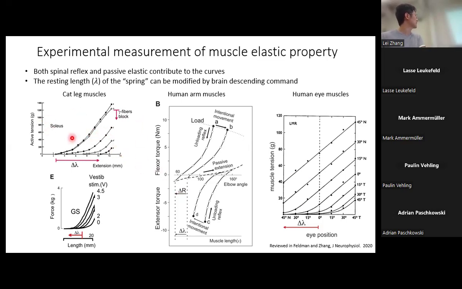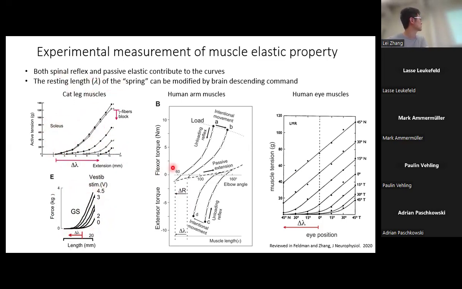This was done in the cat leg muscle, soleus. They also did some other muscle, the GS, the gastrocnemius muscle, by stimulation of the vestibular system, and we see a similar curve. The zero length changes depending on the stimulation, while the shape of the curve doesn't change. Let's call this zero length lambda for now.